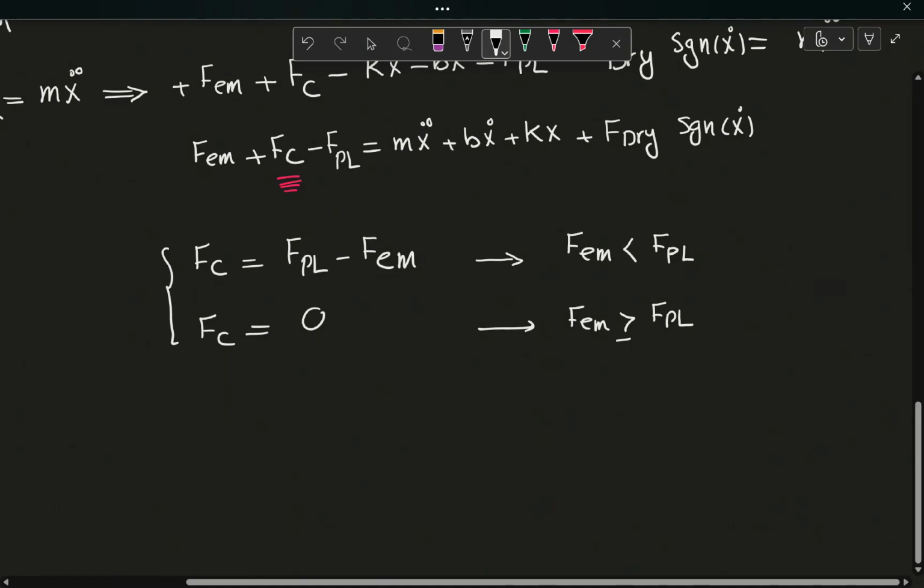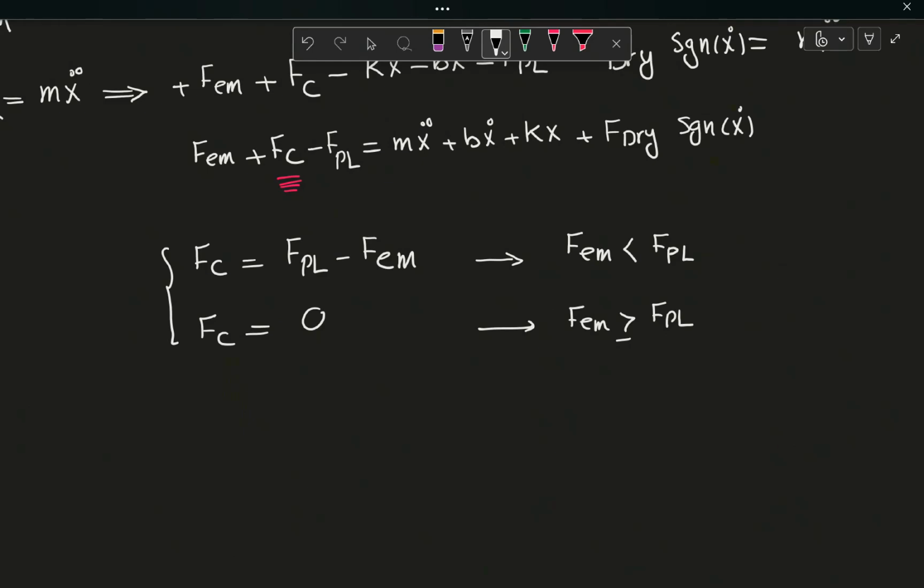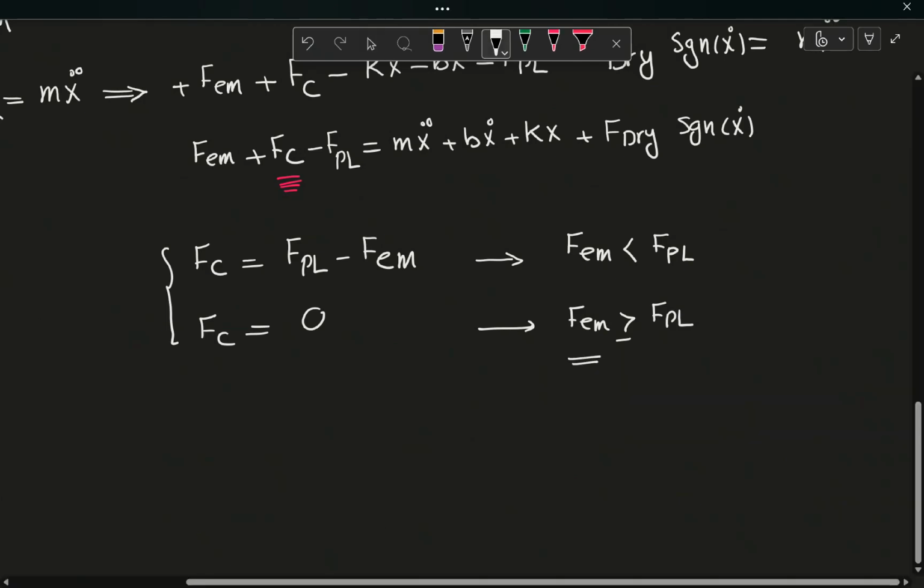You see that FC happens to be present, in which case it is the difference between FPL and FEM. And sometimes it's going to be absent, it's going to be 0, when you start the motion, or better wording, when your FEM is at least equal to the preload.